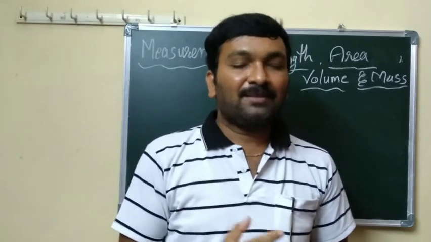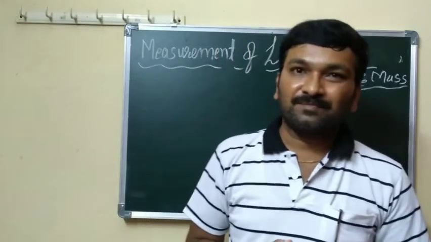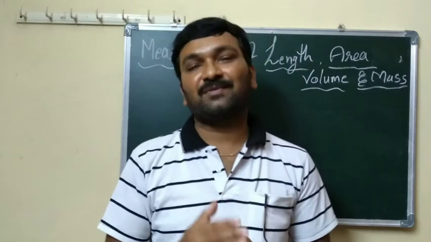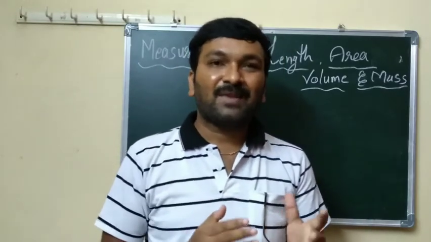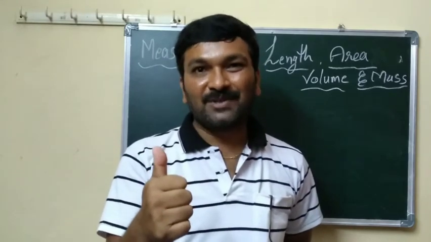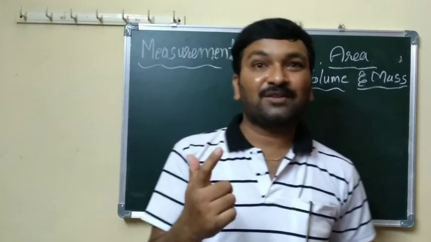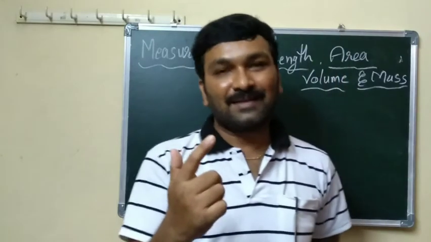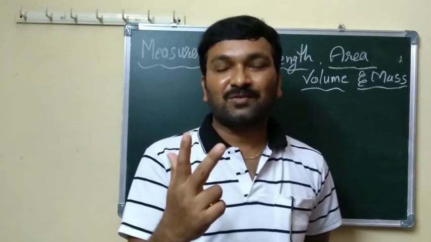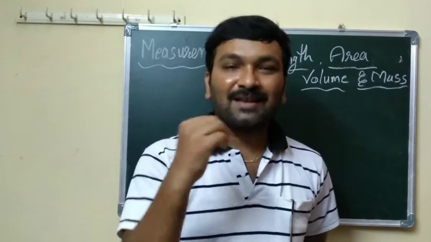In the previous class we learned about prefixes used for the SI system. We used multiples and submultiples. For the multiples, the first one is deca, which means 10 to the power 1. Next is kilo, which means 10 to the power 3. Next is mega, then giga, then tera.